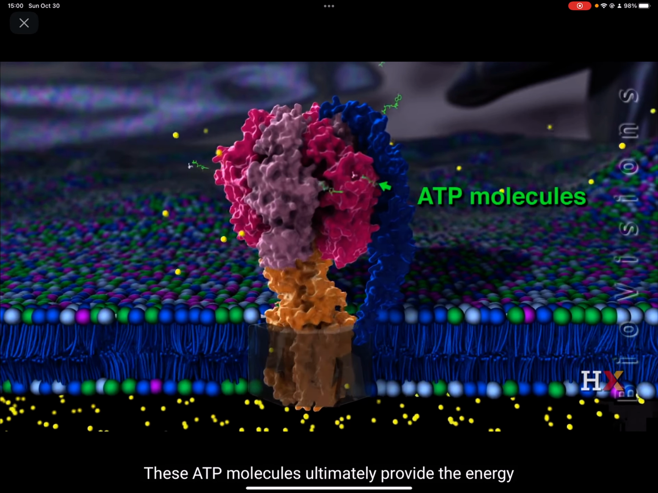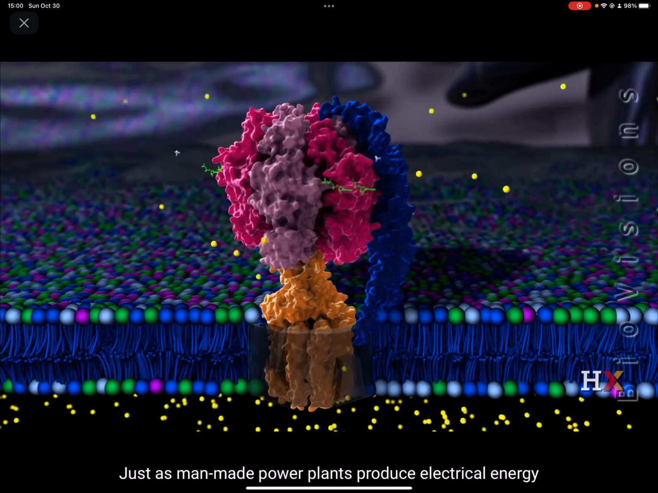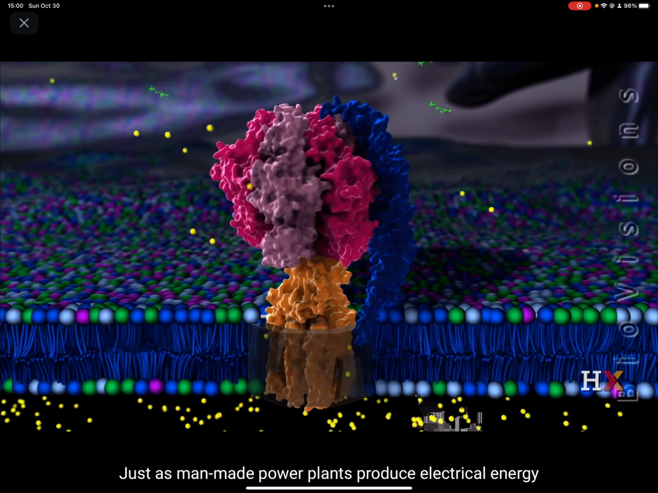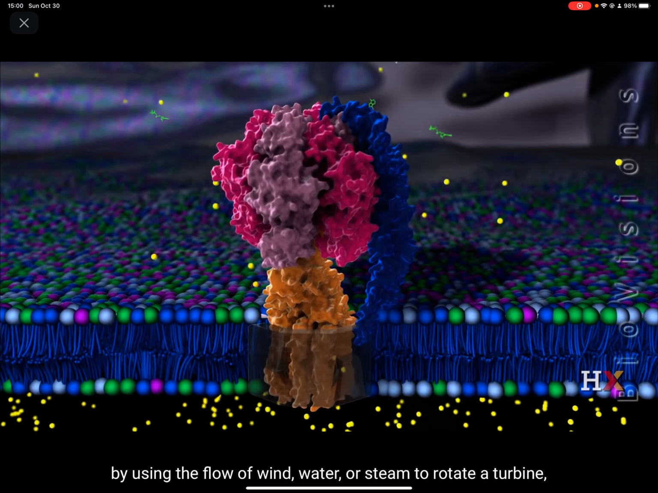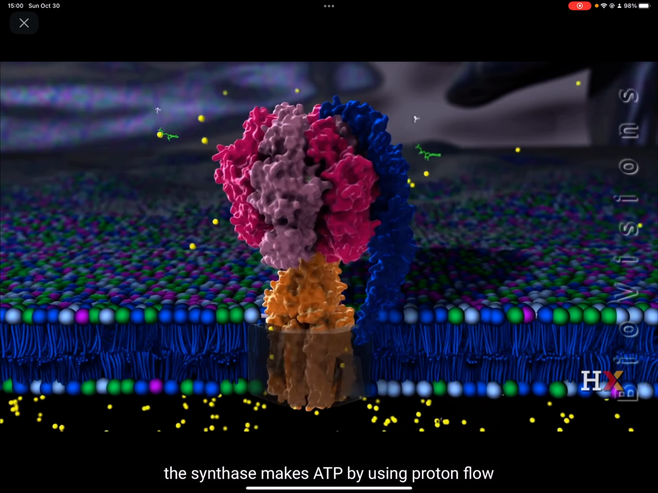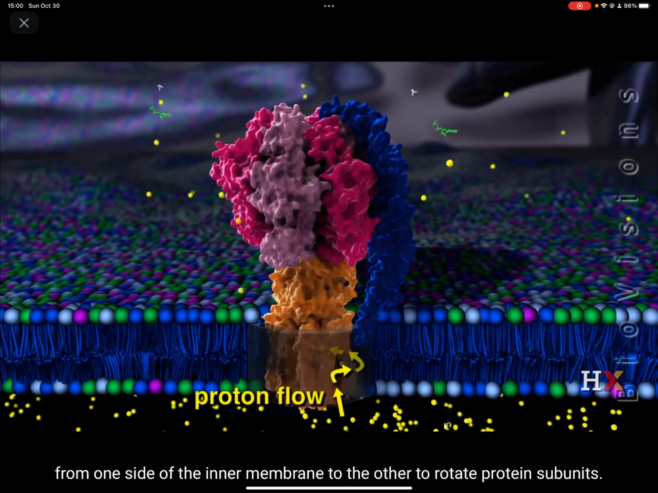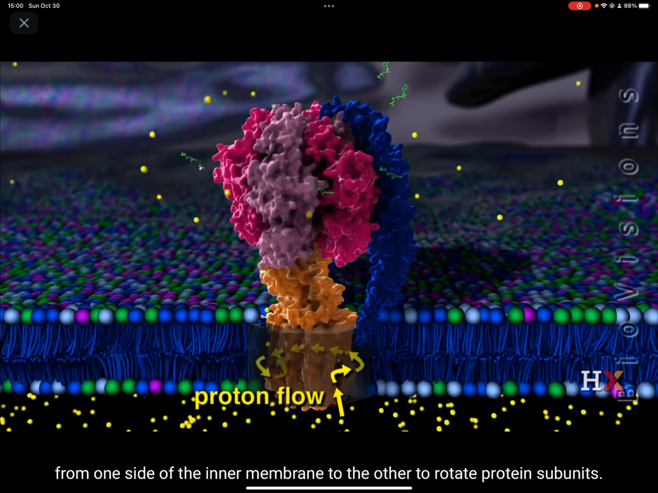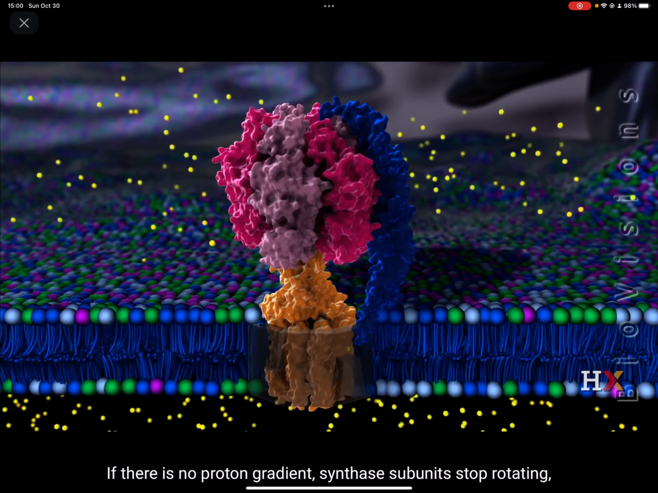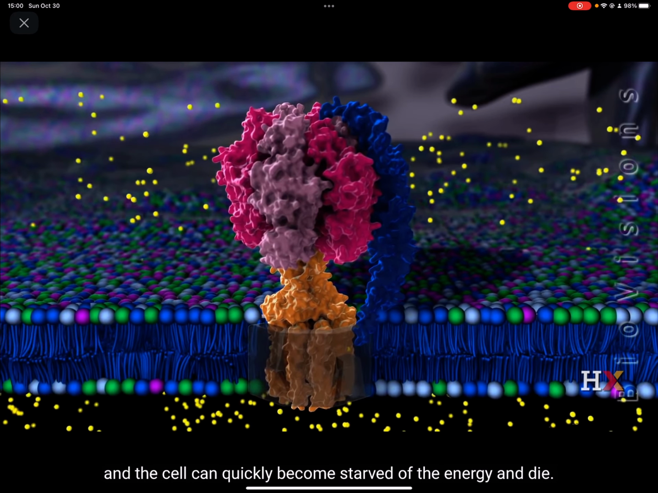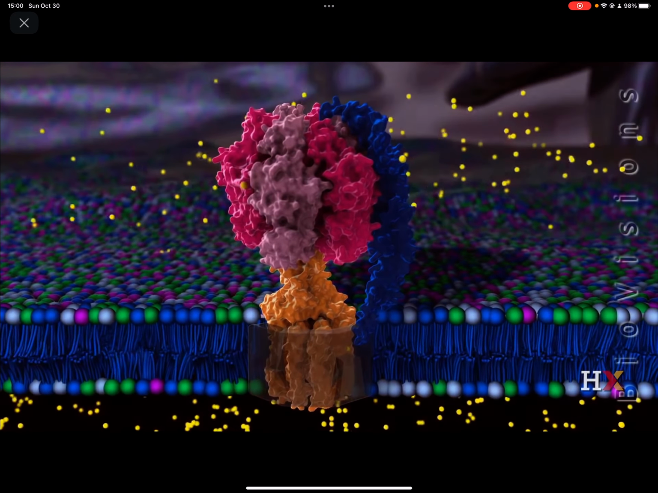ATP molecules then provide the energy for most of the cell's reactions. Just as a man-made power plant produces electrical energy using the flow of wind, water, or steam to rotate a turbine, this synthase molecule makes ATP by using that proton flow from one side of the inner membrane to the other in order to rotate those protein subunits. If there's no gradient, the synthase subunits will stop rotating, and then because the cell becomes starved of energy, it will die.